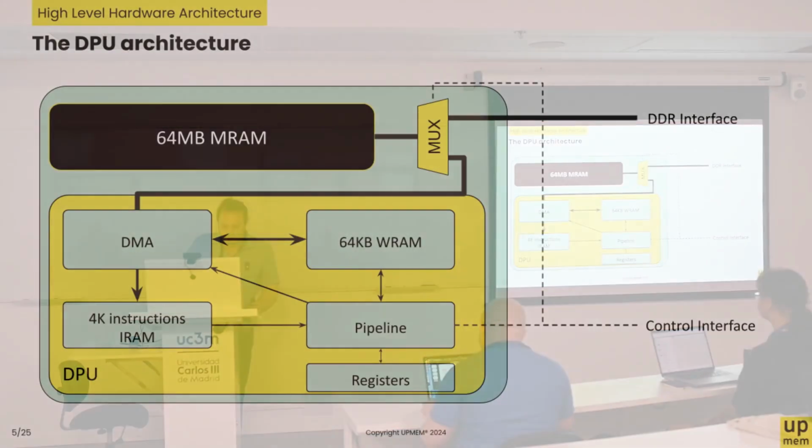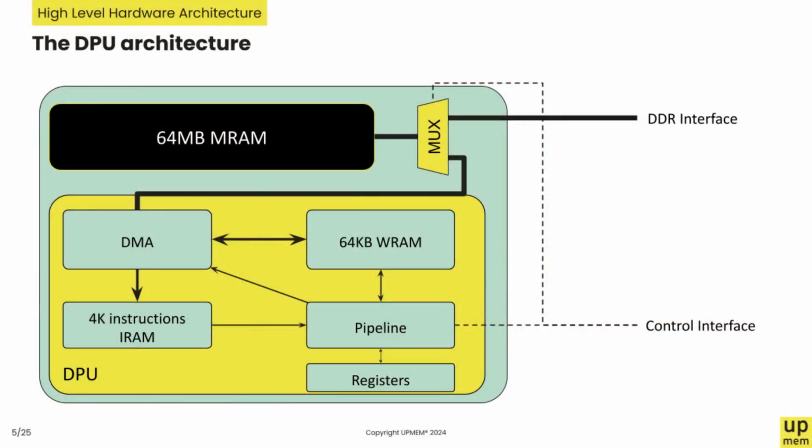So let's look a bit at what a DPU looks like. This is a functional schematic. It's not a topological one. Of course, in reality, on the real die, most of the space is taken by the 64 megabytes of memory, and then the DPU is like a small square in the middle of that.